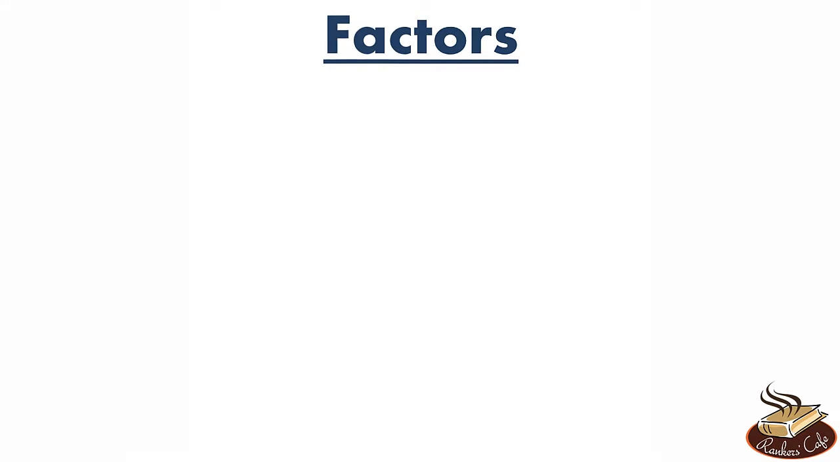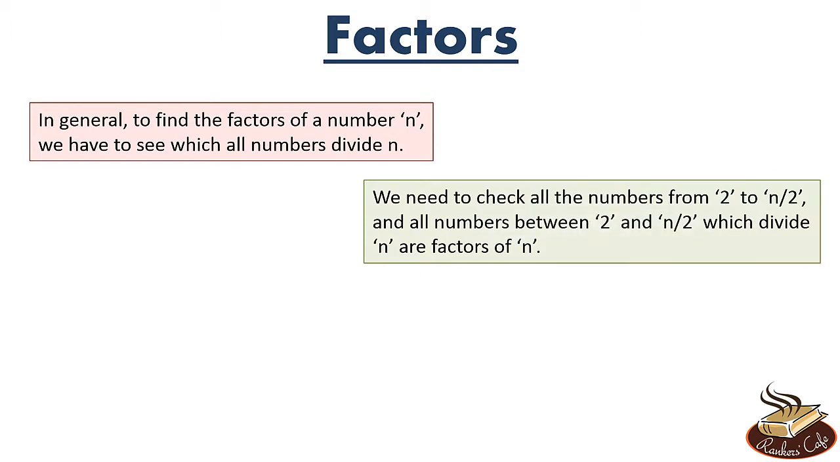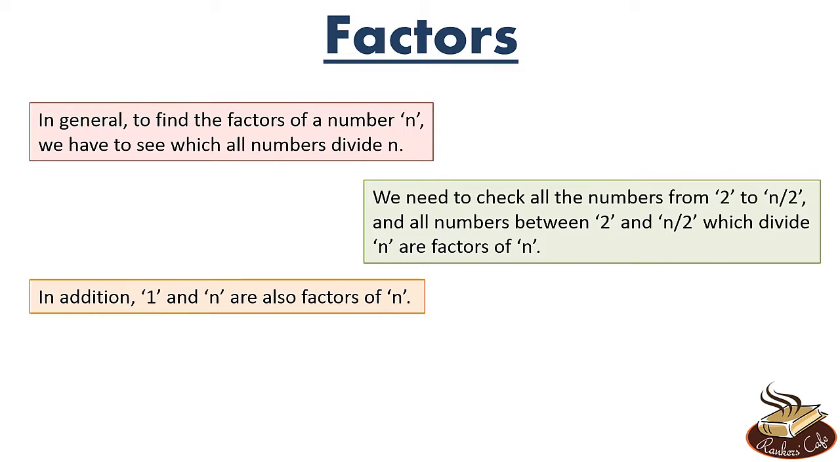So in general, to find the factors of a number n, we have to see which all numbers divide n. We need to check all the numbers from 2 to n by 2. And all the numbers between 2 and n by 2 which divide n are factors of n. In addition, 1 and n itself are also factors of n.